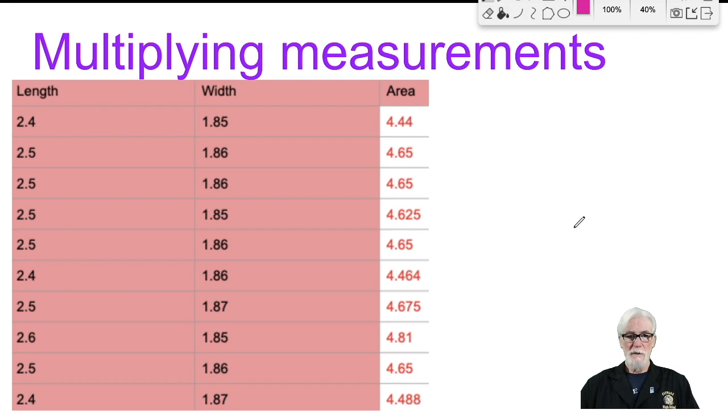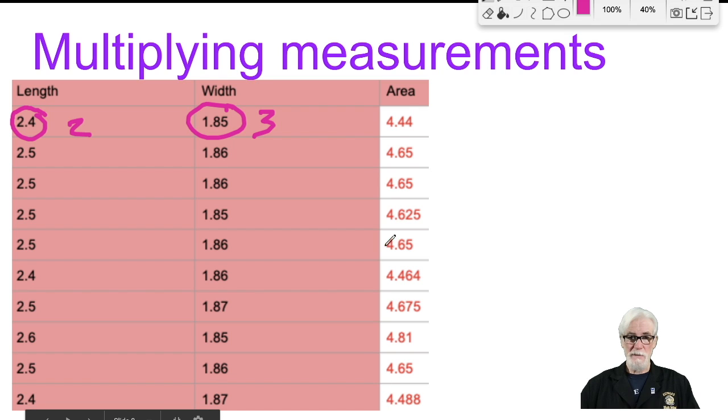Let's look at one more case. Here we have the lengths measured with a tool that gives us two significant figures. And the widths are measured with a more precise tool that can give us three significant figures. When we multiply them together to get the areas, what we notice about the area values is all the ones place digits are the same. They're all 4s. But we get variability when we get to the tenths, just like we did in our first example: 4.4, 4.6, 4.6, 4.6, 4.6, 4.4. So that's where we see our natural variability come up in our answers.